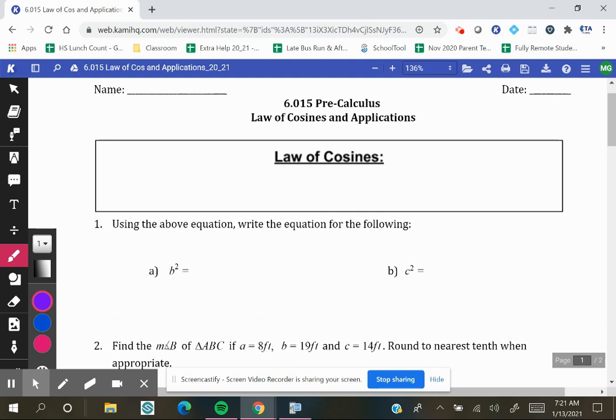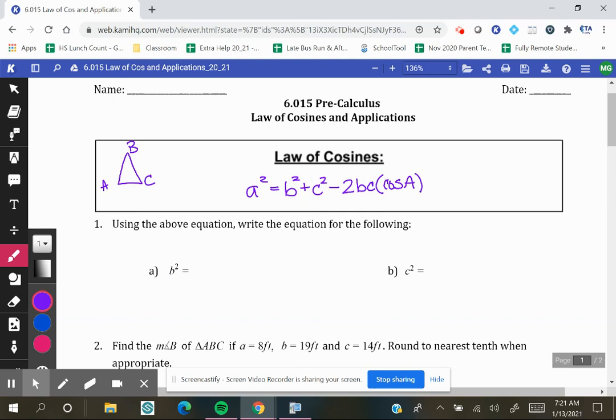All right, so for law of cosines, your formula is going to be a squared. This is for triangle A, B, C. The angles, remember, are capital letters, lowercase letters are the sides. So side A squared equals side B squared plus C squared minus 2 times side B times side C times the cosine of angle A. So you only need one angle here.